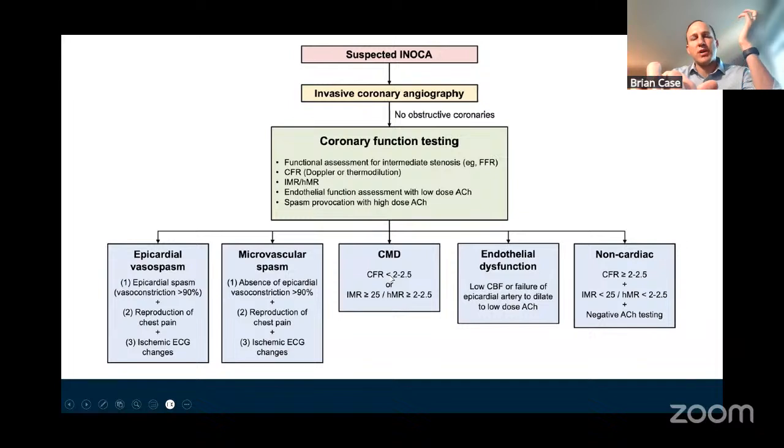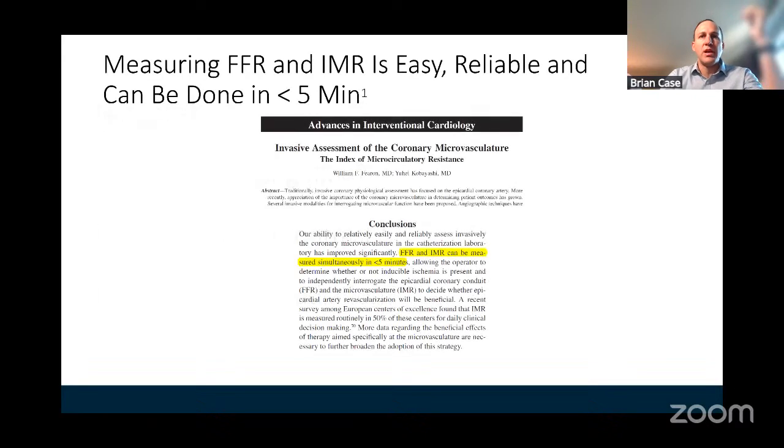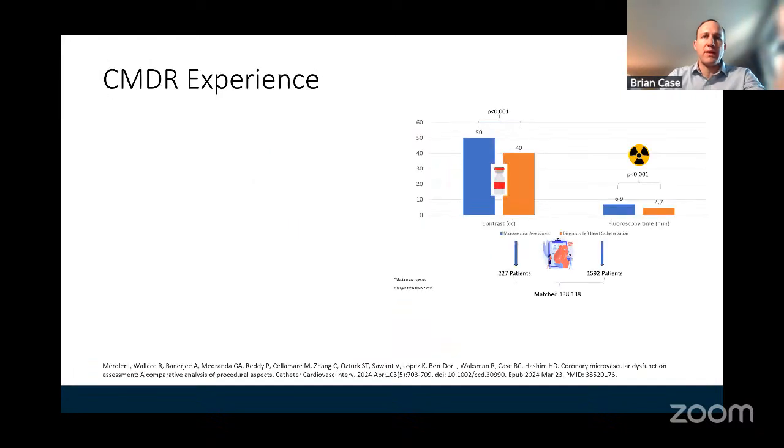So I always get asked the question, is it important to do both parts of coronary functional testing? And yes, absolutely, it is important. Is it safe? Does it take a long time? How much extra contrast are you using or radiation? It's quick. If your lab gets proficient, you can do it in 5 minutes.